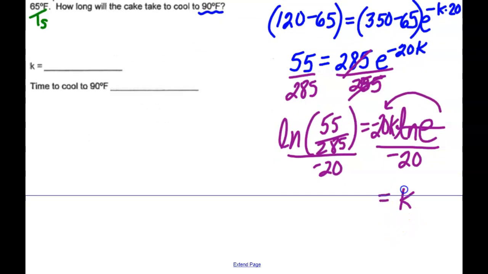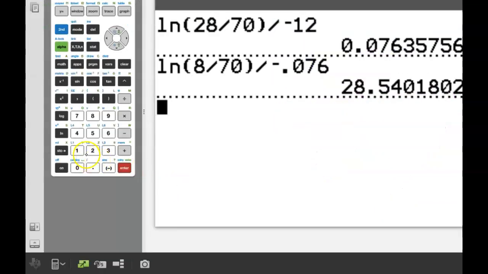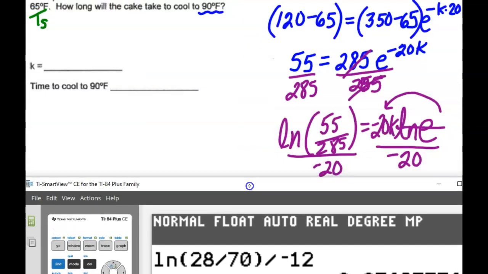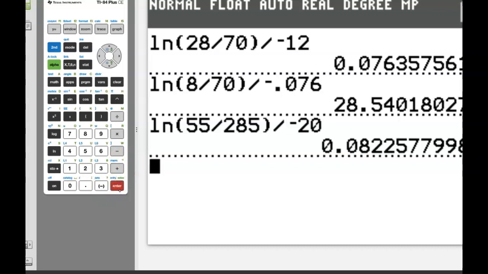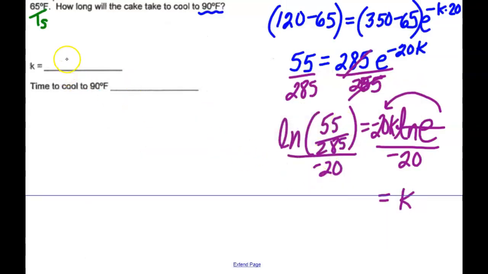So I get K equals, and I'm hoping it's a little decimal because that's what it usually is. I already forgot. What was I typing, guys? 55 over 285? Was it negative 20? Thanks. 0.082? Because Delta Math says 3 places, so that's what we'll go with.